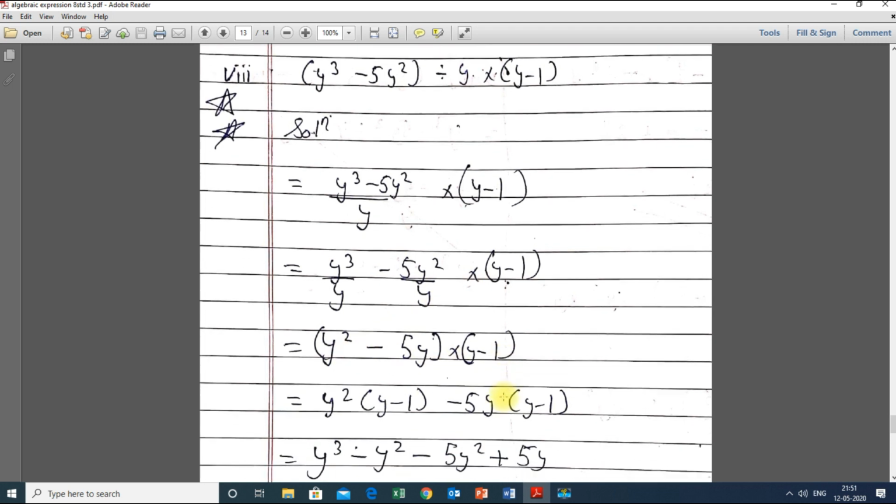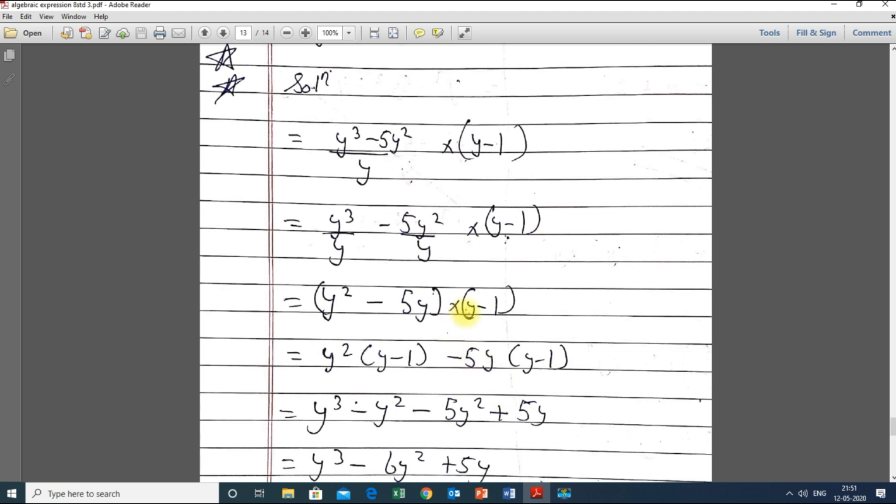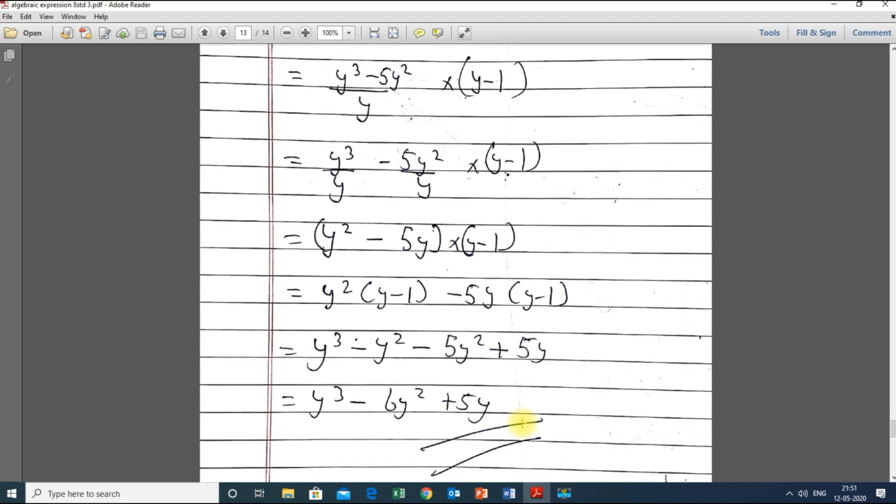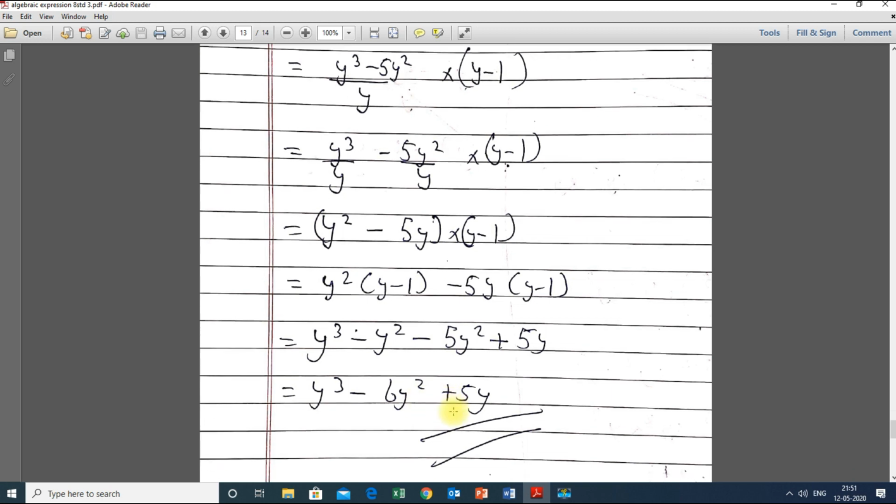Now we'll multiply. So y will multiply with y square minus 5y. Okay, y square will multiply with y minus 1 and minus 5y will multiply with y minus 1. So y square into y is y cube and y square into minus 1 is minus y square. Minus 5y into y is minus 5y square. Minus minus is plus, 5y into 1 is plus 5y. Hope you understood. Then y cube minus 6y square, because minus y square minus 5y square is minus 6y square, and plus 5y as it is over here.